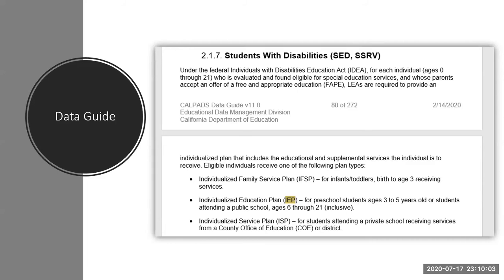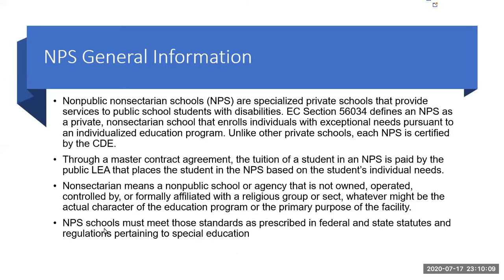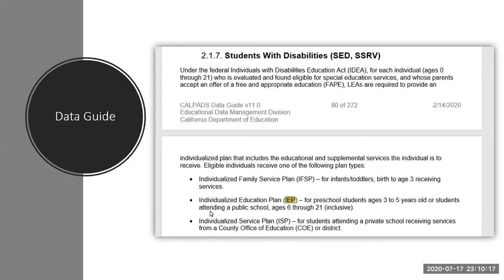They're reported in CALPADS. Remember, if we go back, NPS schools must meet those standards as prescribed in federal and state statutes and regulations pertaining to special education. That's why they're considered public school. And so if you were to report an ISP for a student at an NPS school, you could possibly trigger a CERT 144 error because you're submitting the wrong education plan type.